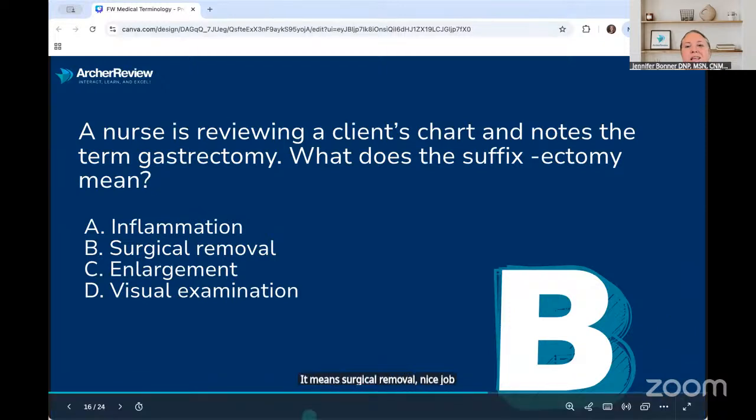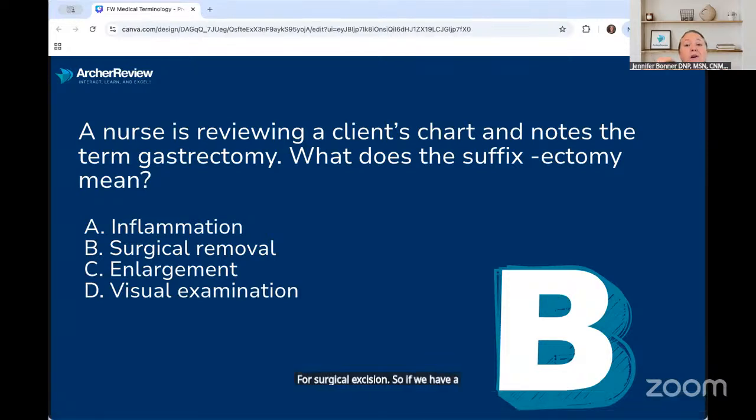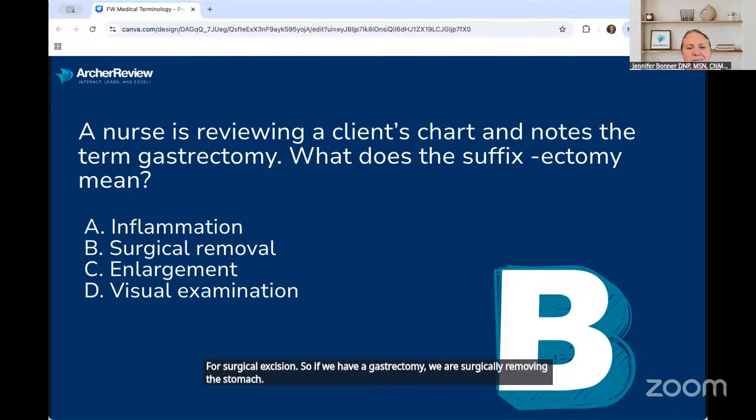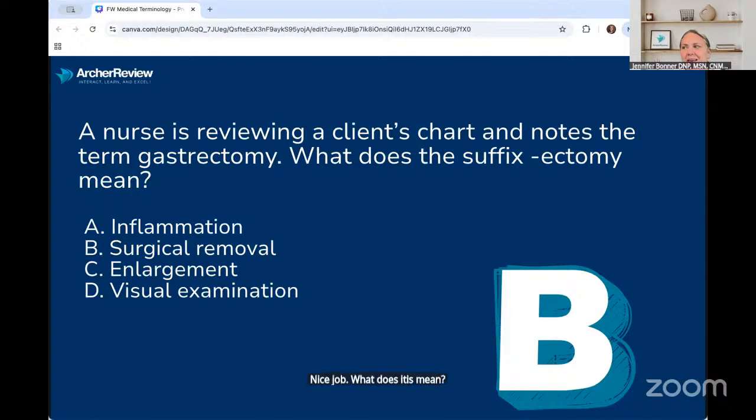So, that's that surgical removal or surgical excision. So, if we have a gastrectomy, we are surgically removing the stomach. Nice job. What does itis mean? Inflammation. So, inflammation would be itis. What about enlargement? Yes, megaly, you got it. And what about scopy? That's examination.